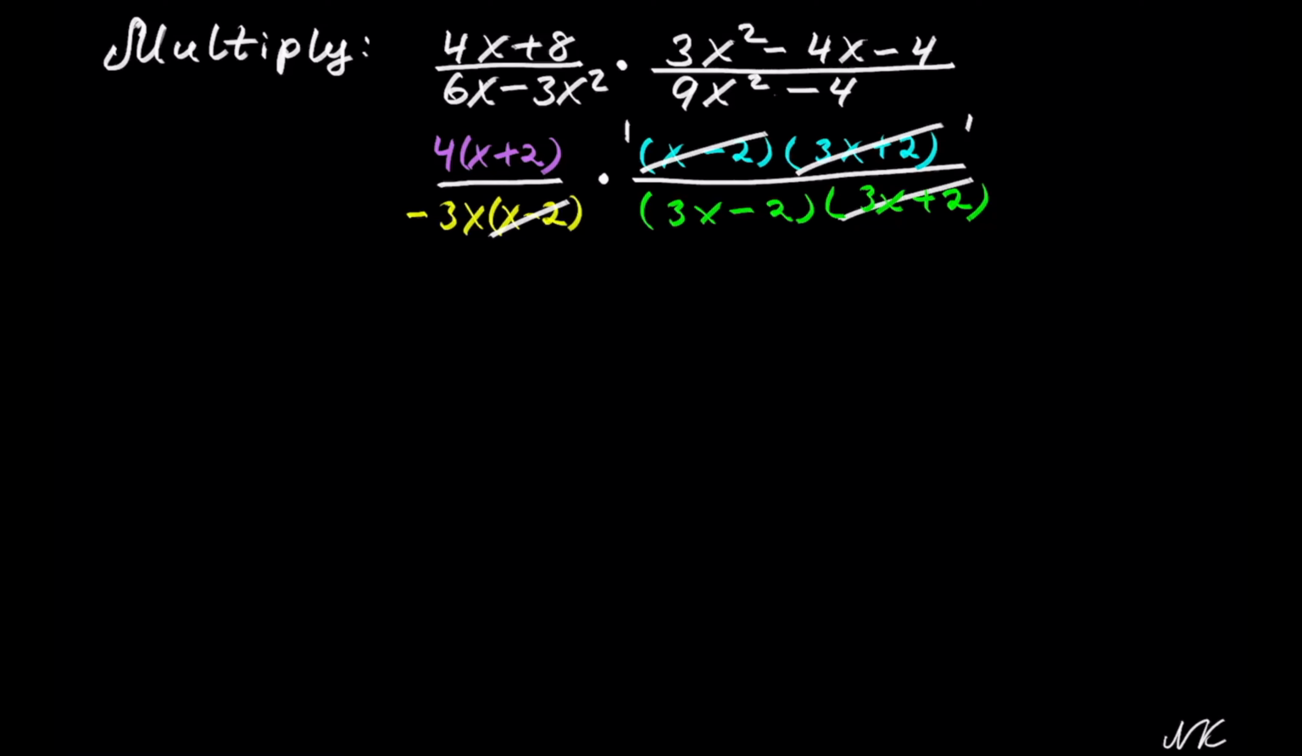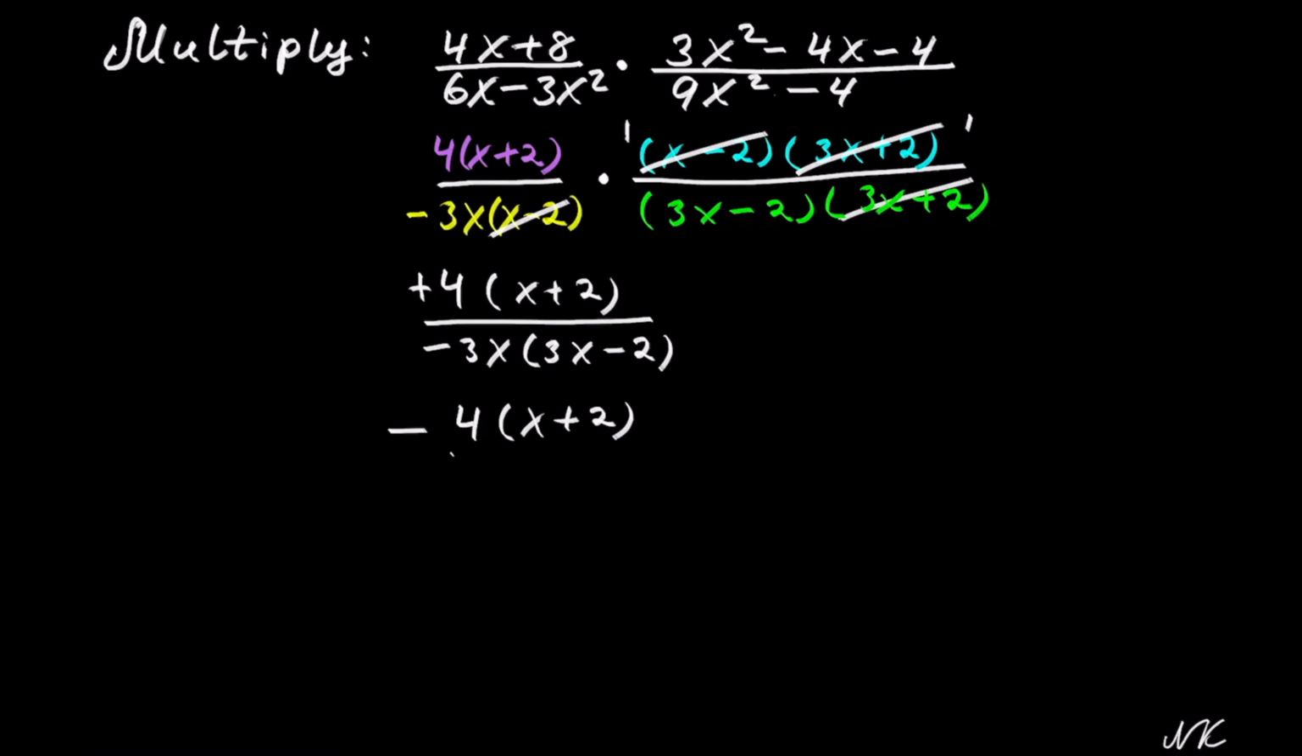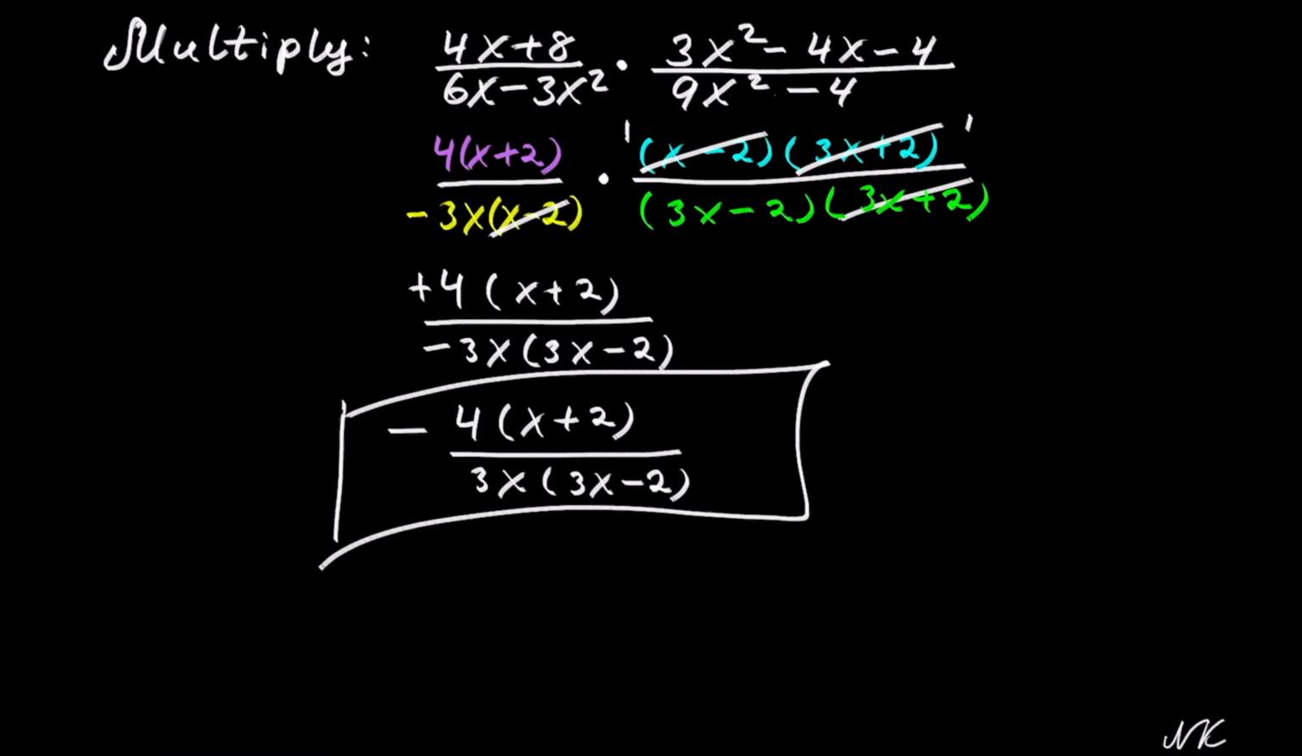So we are left with 4 times x plus 2 times 1, multiplying by 1 changes nothing, out of negative 3x times 1 times 3x minus 2. We can simplify this a little bit further. Positive 4 divided by negative 3 gives us negative 4 times x plus 2 out of 3x times 3x minus 2. And this is our solution. That's all.